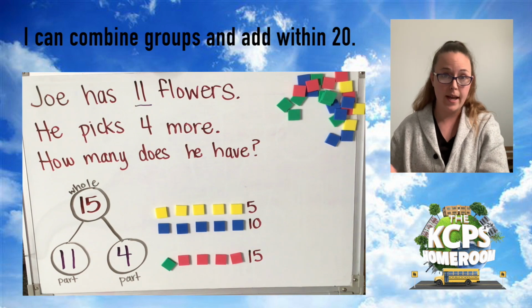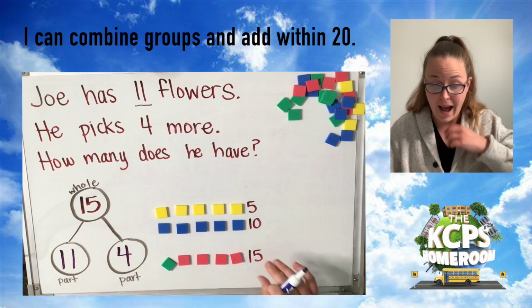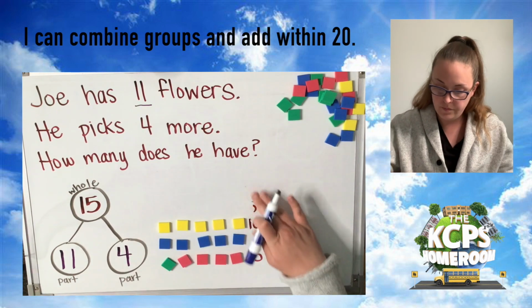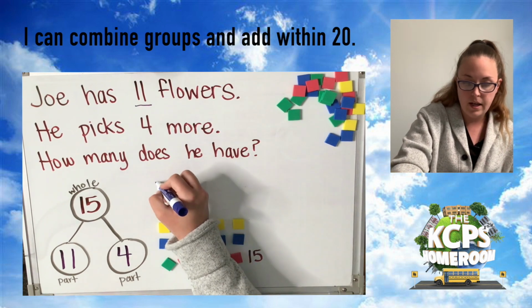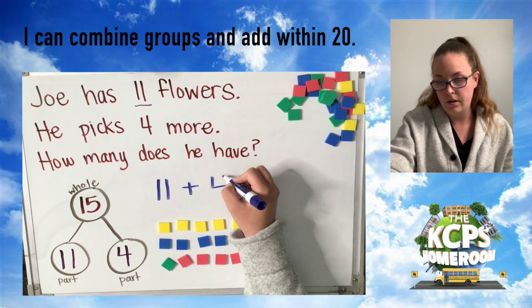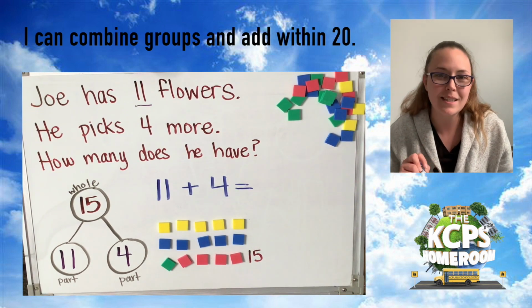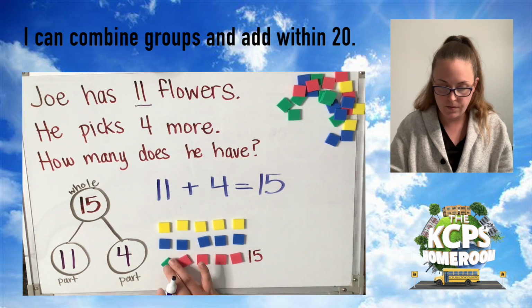The first way is the traditional way, and it's probably the way that you already know how. So I'm going to move my counters down. We are going to write 2 number sentences. The first is 11 plus 4 equals, do you remember the sum? What's the sum? That's right, it's 15. 11 plus 4 equals 15.